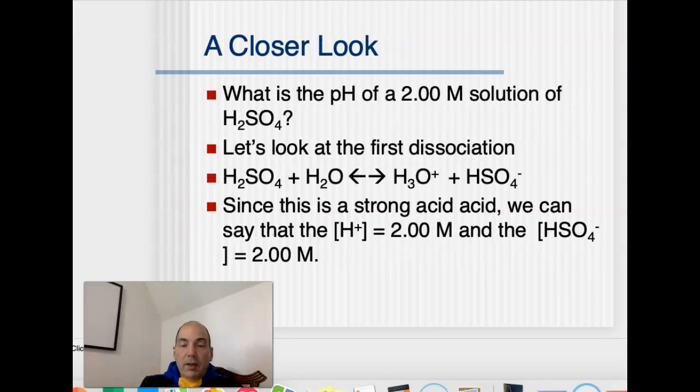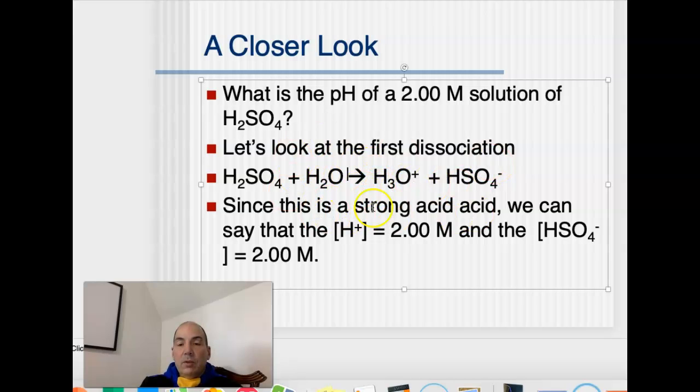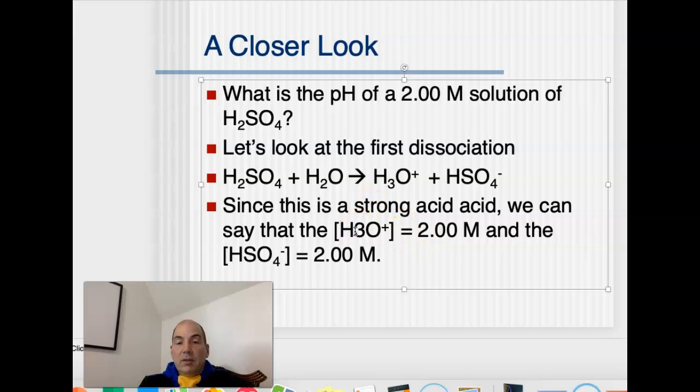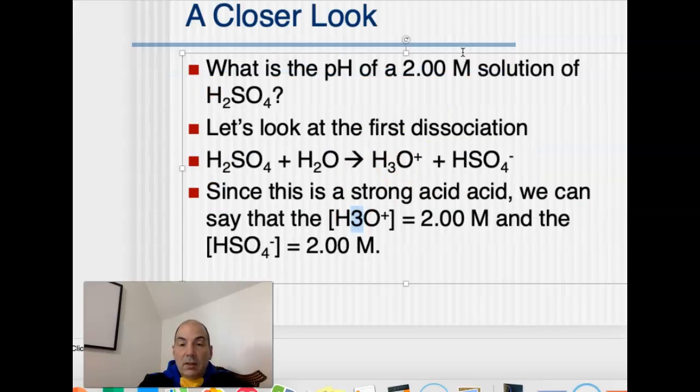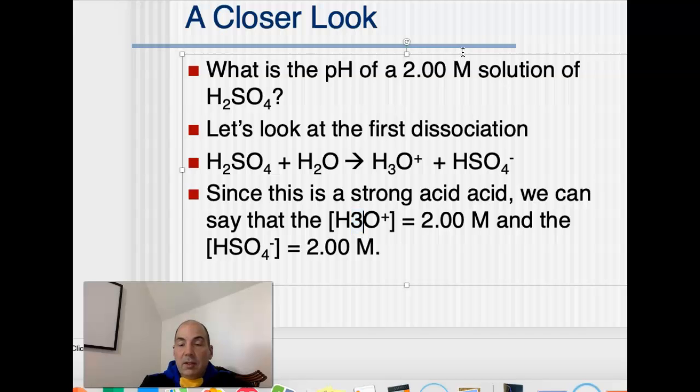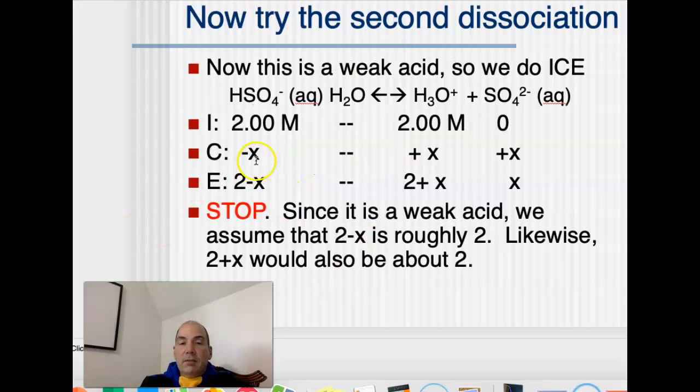I had said 1 molar. Let's say it's a 2 molar solution. Again, in this case, we could look at this as a one-directional reaction. So the hydronium is 2 molar, and the bisulfate is also 2 molar. Okay, now let's look at the second reaction.